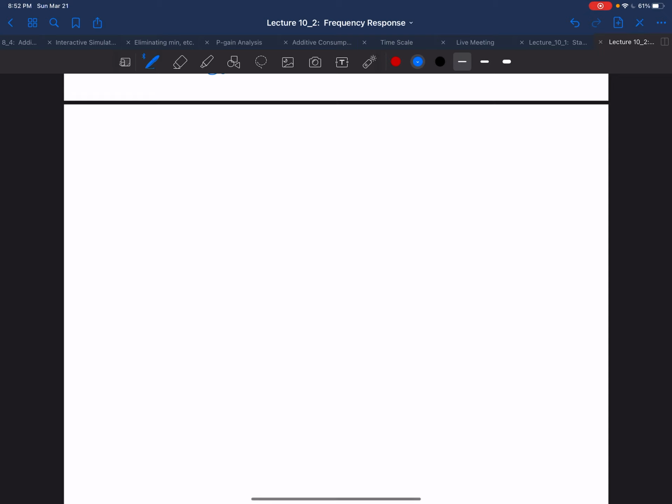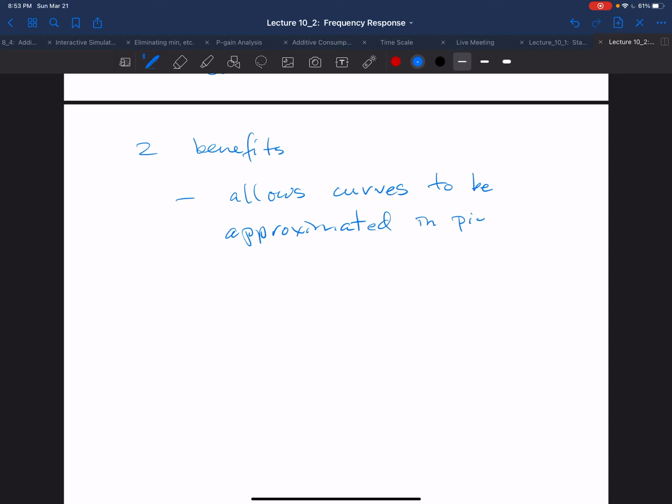And this has two advantages. First of all, it allows the curves to be sketched easily. I don't know how much curve sketching you did when you were taking courses in calculus and that sort of thing, but when you're sketching curves, you often start out by drawing asymptotes, and that's what we will do in order to sketch these Bode plots. By drawing asymptotes, we'll be able to allow the curves to be approximated in piecewise linear form, so with straight line segments.